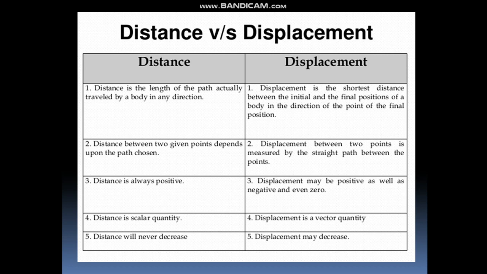Now, distance between two given points depends upon the path chosen. Whatever you travel, that is your total distance. Whereas displacement between two points is measured by the straight path between the points. Now, distance is always positive. That means if you move, then some distance is covered. Whereas displacement may be positive or negative or even zero. So I can say that distance is a scalar quantity and displacement is a vector quantity. Remember, distance will never decrease, but displacement may decrease and become zero.